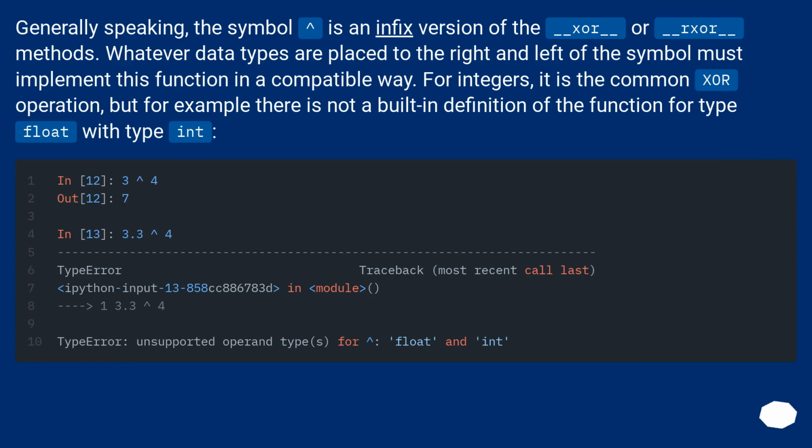Generally speaking, the symbol is an infix version of the __xor__ method. Whatever data types are placed to the right and left of the symbol must implement this function in a compatible way. For integers, it is the common XOR operation, but for example there is no built-in definition of the function for type float with type int.